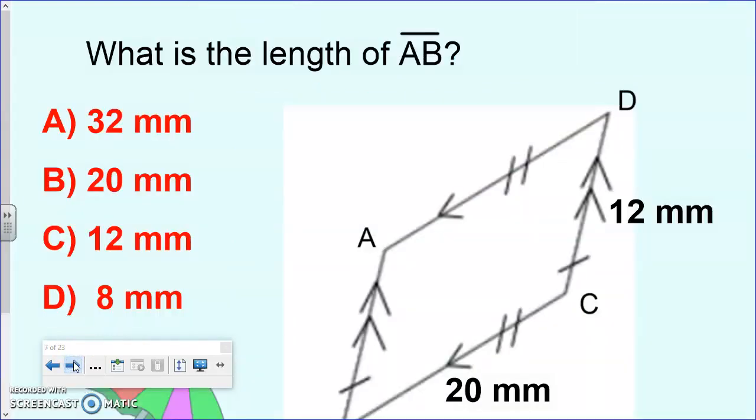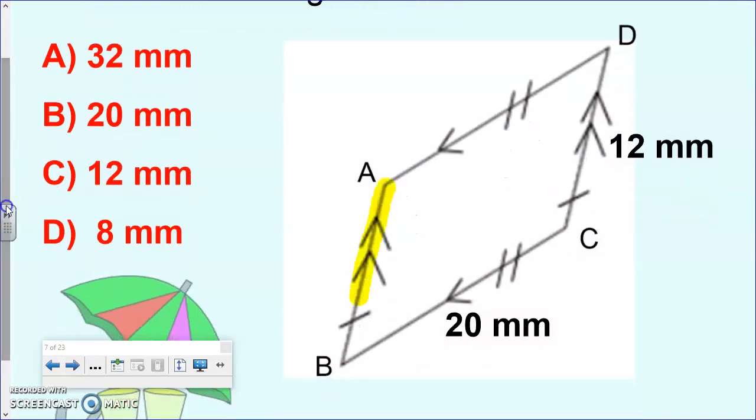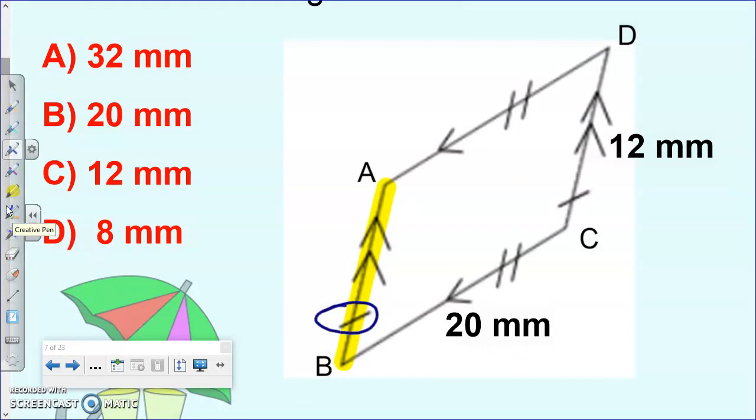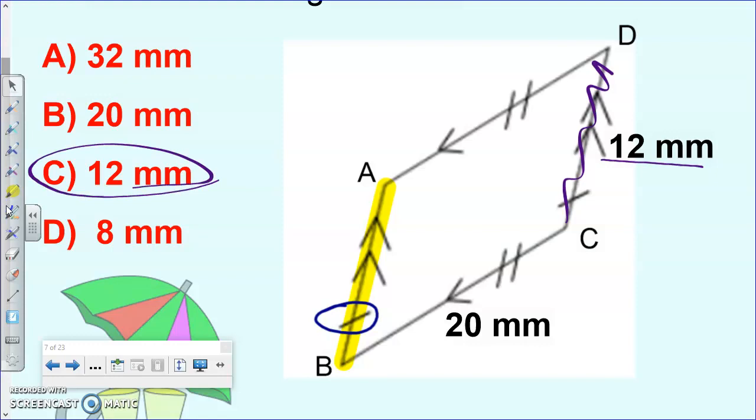Example number 1 says, what is the length of AB? Well, AB is this side right here. If I look, it has 1 tick mark, congruent mark there. So the other side that would just have 1 tick mark would be DC, and DC is 12 millimeters. So 12 millimeters is going to be our answer. And yes, it is exactly that easy. So let's move on to example number 2.